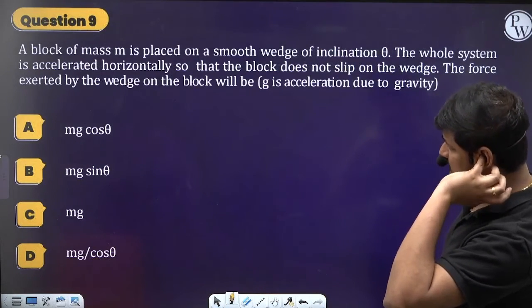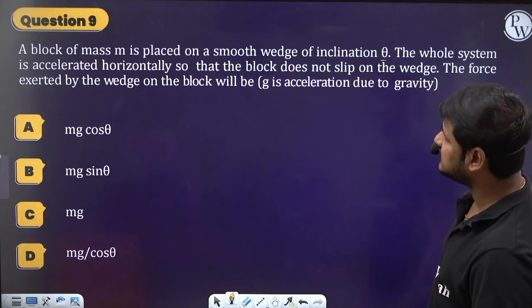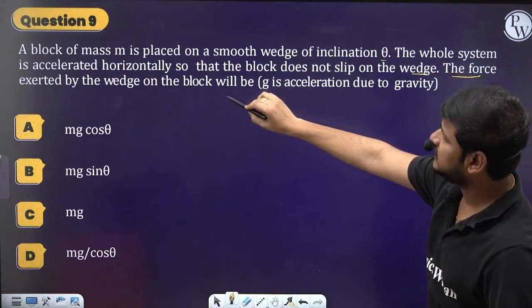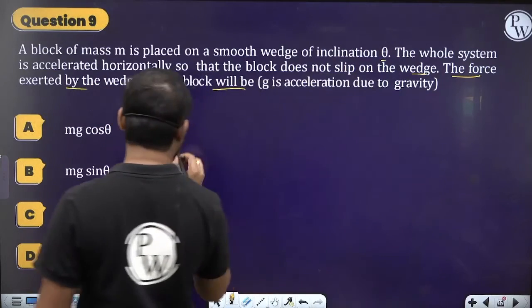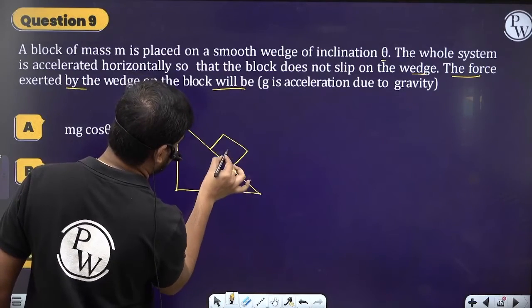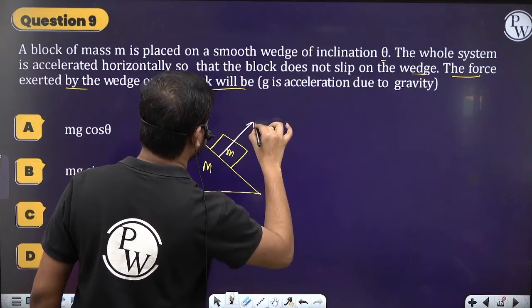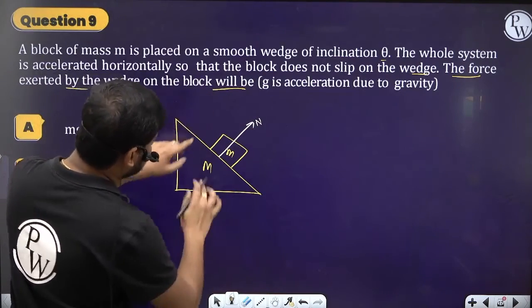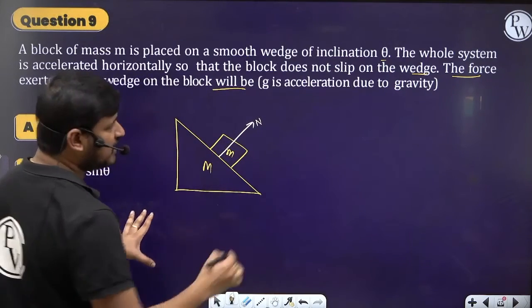A block of mass m is placed on a smooth wedge of inclination theta. The whole system is accelerated horizontally so that the block does not slip on the wedge. So the force exerted by the wedge on the block, that means the normal reaction, they are asking. See here, we did this question in advanced level. So this is the normal reaction. That's what they are asking. The wedge exerting the force on the block is the normal. They are simply asking the normal force.